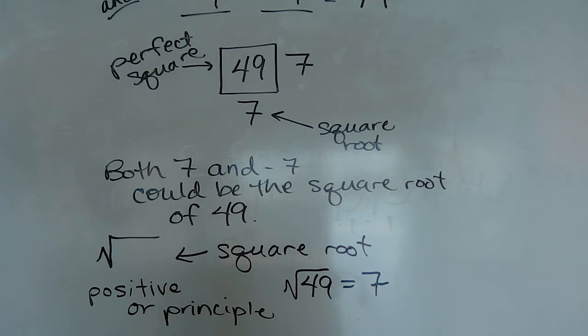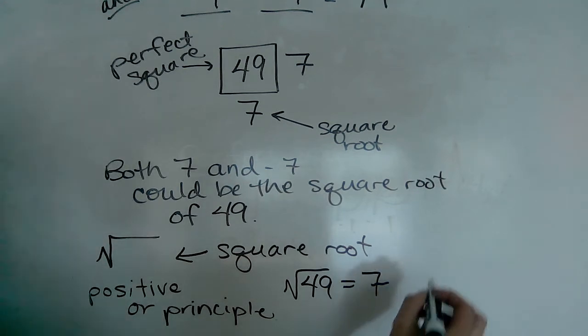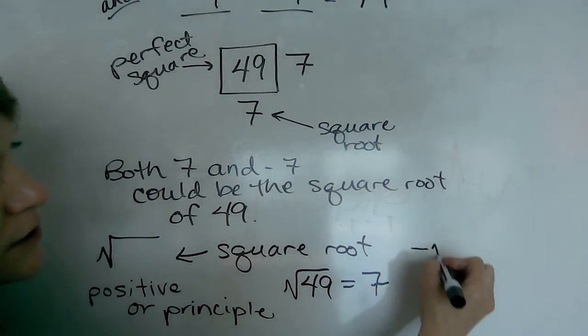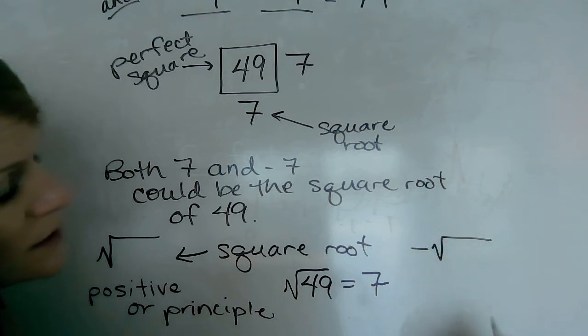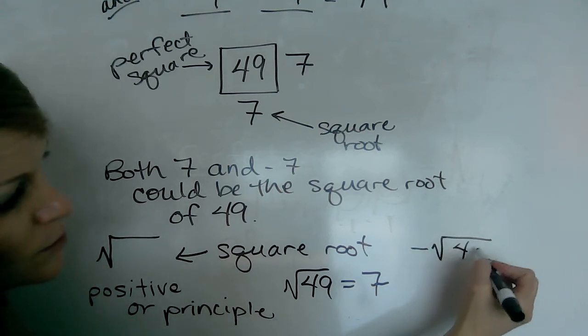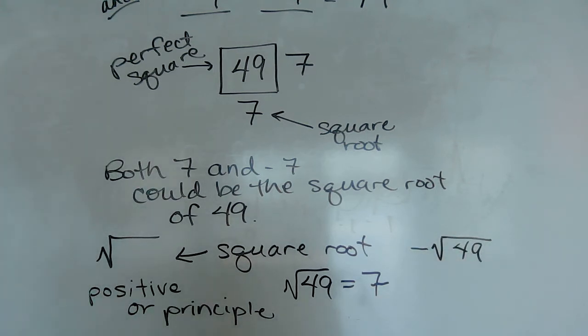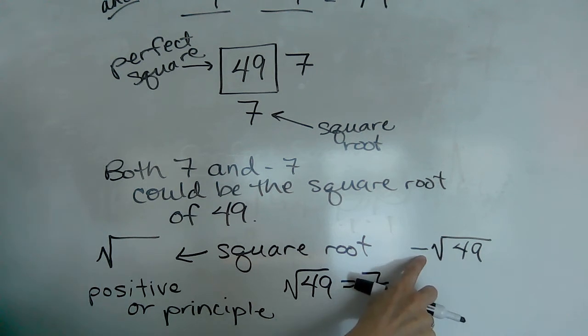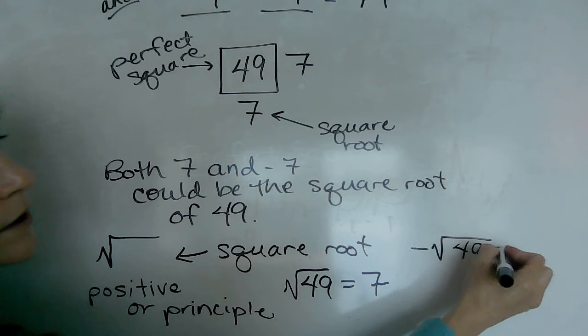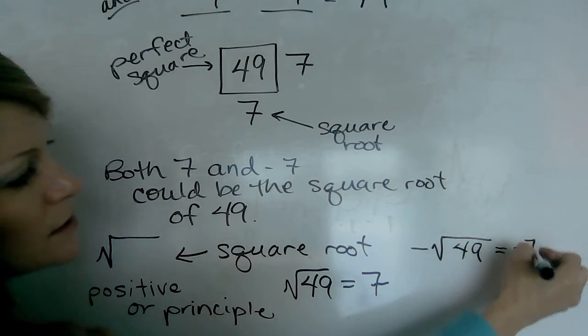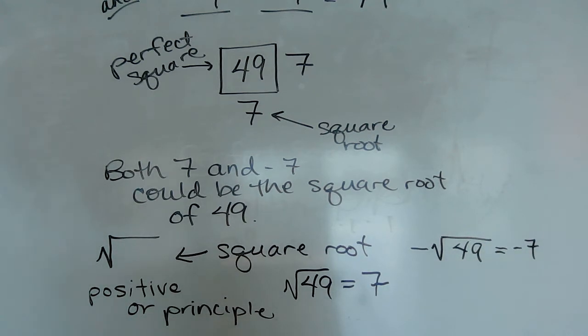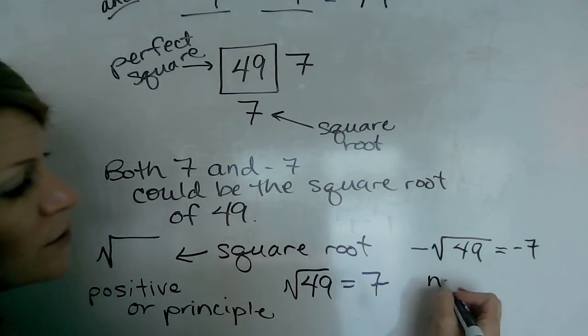They only want the positive or the principal square root. If they wanted the -7 as the result, then you would have to put the negative in front of the square root to say, well, what I want is the negative root. So in this case, we would see this and recognize that the negative is what they're asking for. So the answer is -7. So that would be the negative root.